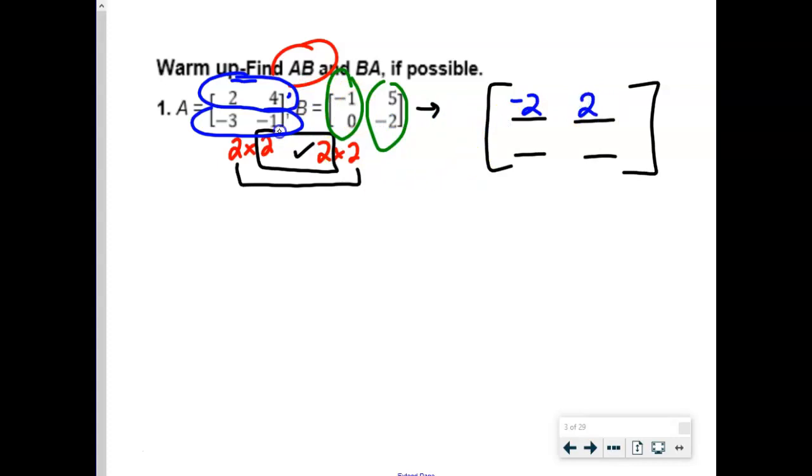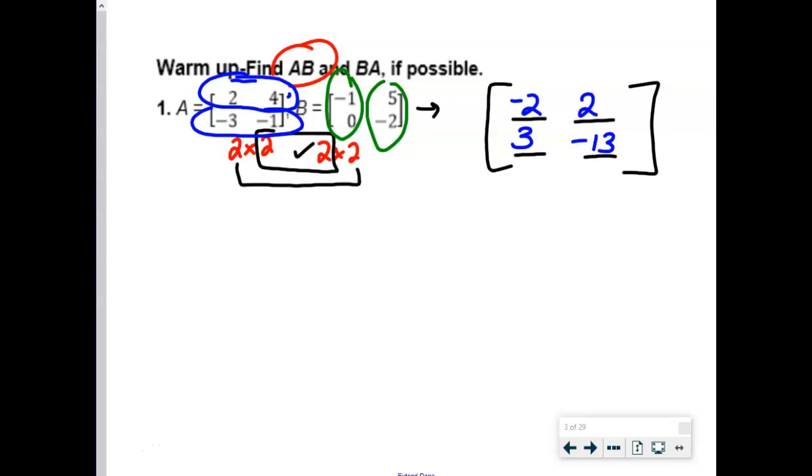2. All right, now I'm on the second row, first column. -3 times -1 is 3, plus 0 is 3. And now we're on the second row, second column. -3 times 5 is -15, plus 2, -13. There's the resultant matrix from your multiplication.